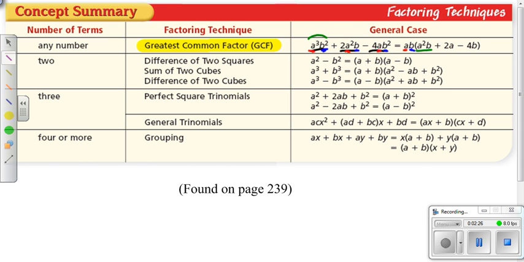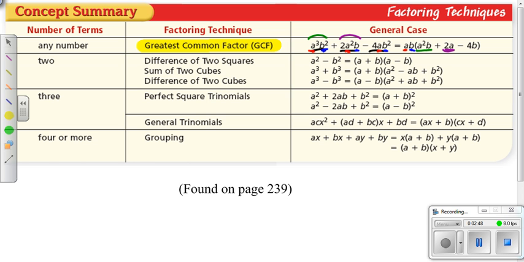Similarly, when we look at the second one here, the 2 stays. We take one a out, leaving just a to the first, and we take one b out. And we only had b to the first power, so that b goes down to just a 1, which we don't necessarily need to write, so we're just left with the 2 and the a. So that's our second term there.